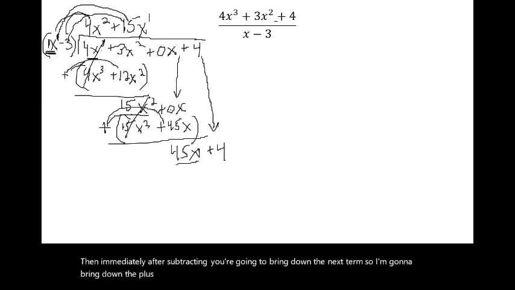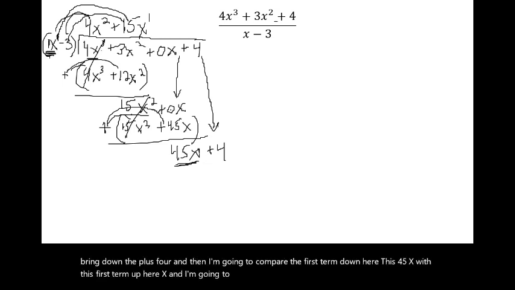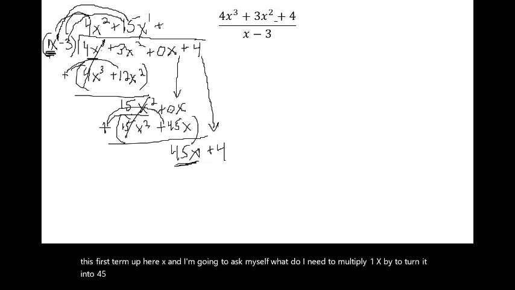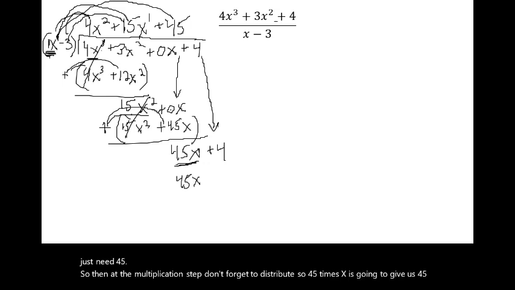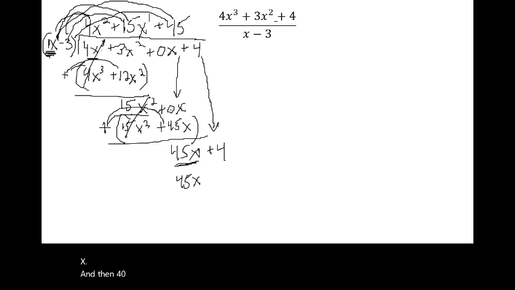And then I'm going to compare the first term down here, this 45x, with this first term up here, x. And I'm going to ask myself, what do I need to multiply 1x by to turn it into 45x? Well, all you need to multiply by is 45. And since the powers of x already match, you just need 45. So then at the multiplication step, don't forget to distribute. So 45 times x is going to give us 45x. And then 45 times negative 3 will give us negative 135.